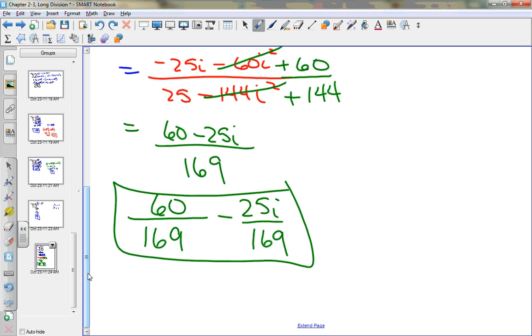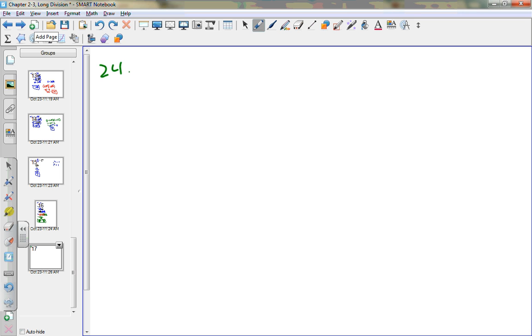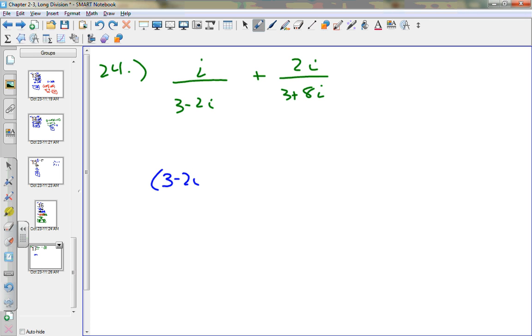Okay, that brings us down to the next section, 22 through 25. What do you want to do? 24? i over 3 minus 2i plus 2i over 3 plus 8i. So when in doubt, if you don't know, what do you do with the two denominators? Combine them. Miriam, so 3 minus 2i times 3 plus 8i on this one and on this one.